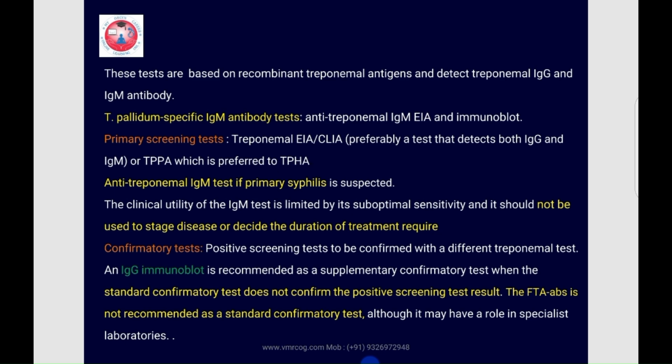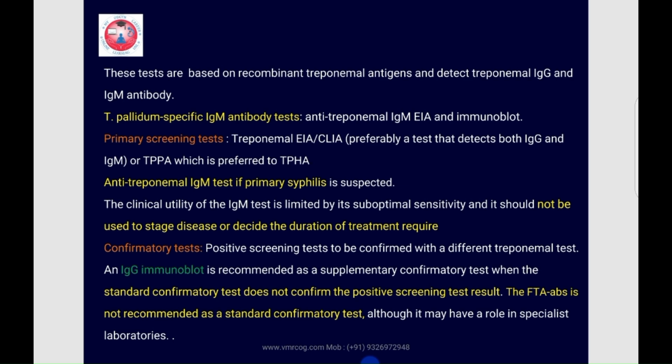Okay, an anti-treponemal IgM test if primary syphilis is suspected. So if we are suspecting primary syphilis, then the anti-treponemal IgM test will be preferred. The clinical utility of the IgM test is limited because of its suboptimal sensitivity, and it should not be used to stage the disease or decide the duration of the treatment required. So IgM has this limitation: suboptimal sensitivity, and it should not be used for staging the disease or deciding the duration of treatment.